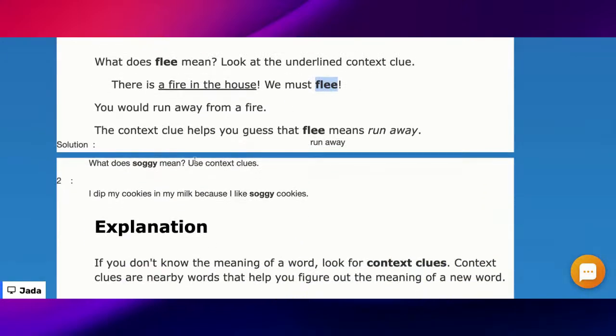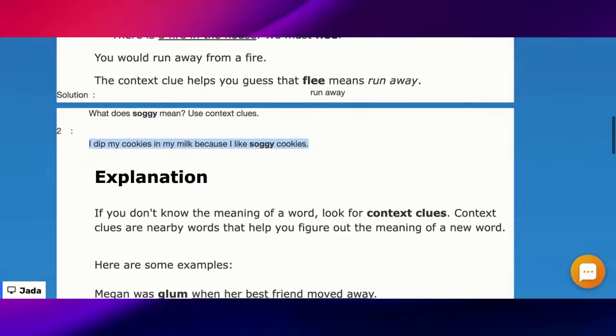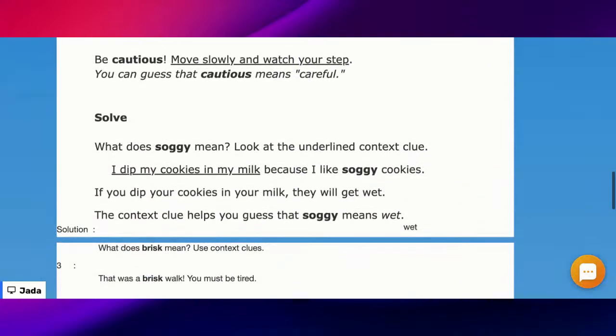What does soggy mean? Use context clues. Soggy. I dip my cookies in my milk because I like soggy cookies. Now, what does soggy mean? What does soggy mean in this sentence? Now it has given us an underlying clue, and our clue is I dip my cookies in my milk. So, what does that mean?